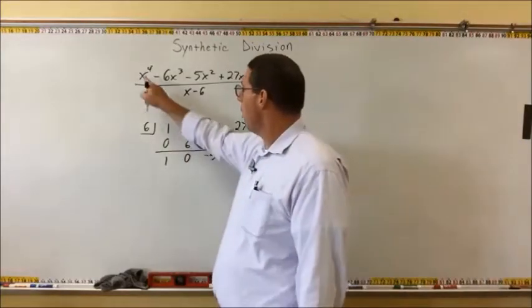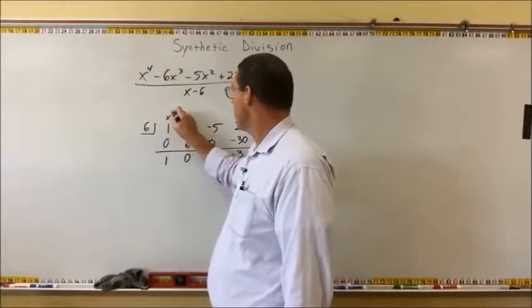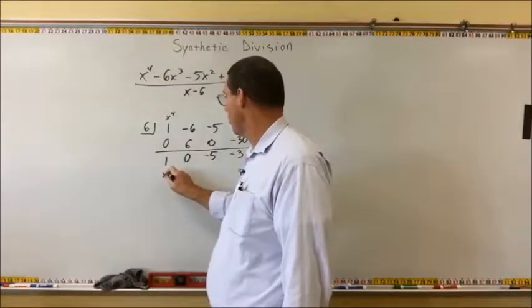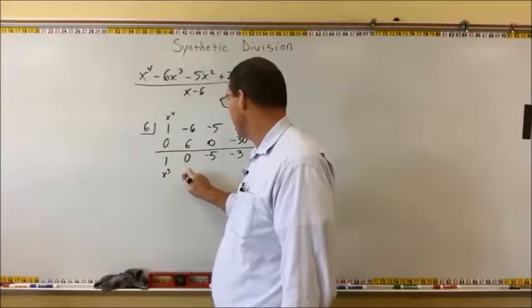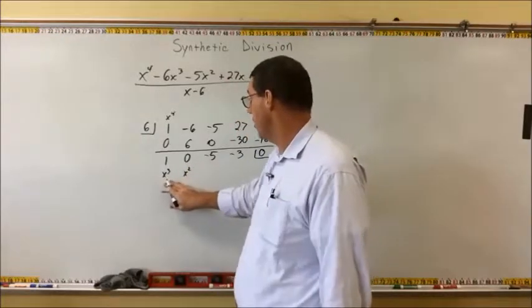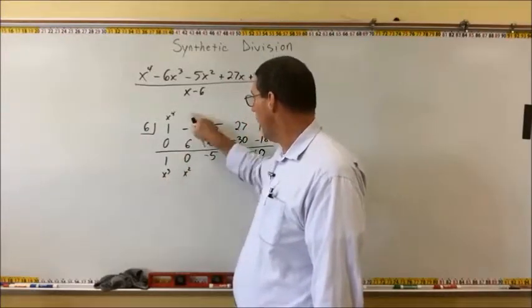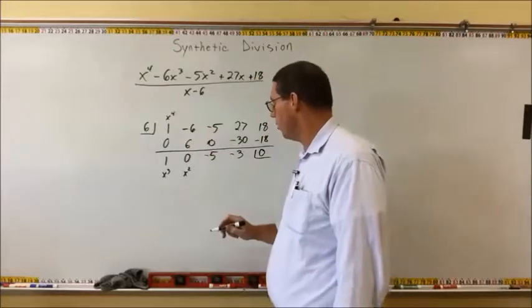So, this started off as an x to the 4th, right? And so that means this column is the x to the 3rd column. That makes this column the x to the 2nd. I mean, in the answer, the powers are 1 less than in the question.